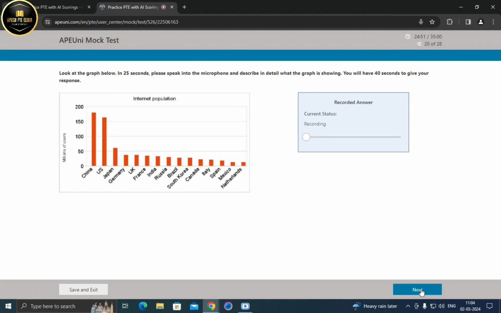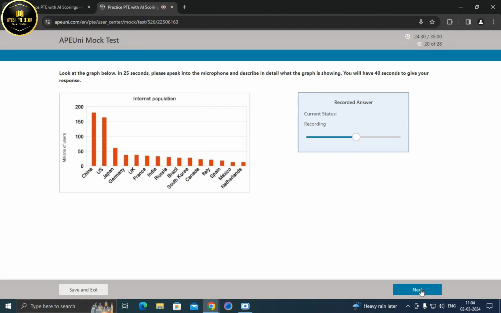The given bar graph represents the internet population in numbers. I can see different elements like China, USA, Japan, Germany, UK, and France. Moreover, I can see some numbers from 0, 50, 100, 150, and 200. Apart from that, there are some words used like Russia, Brazil, South Korea, Canada, Italy, and millions of users.